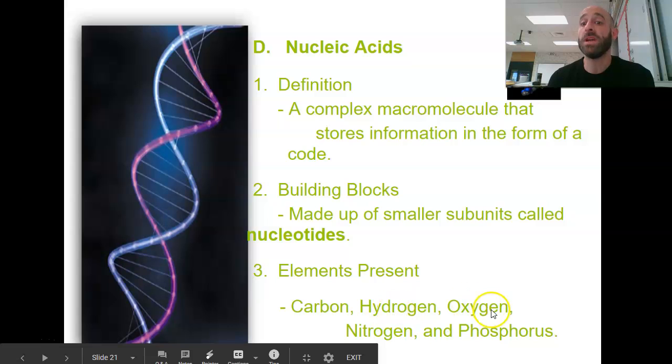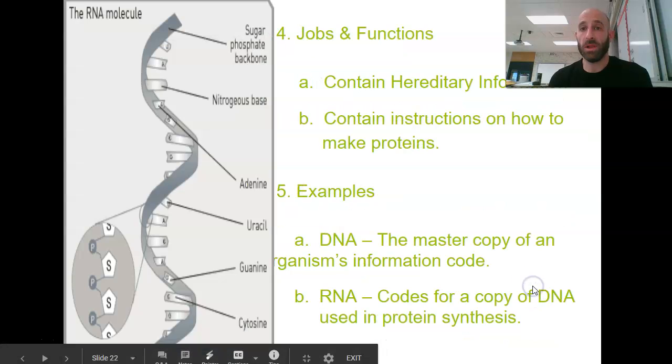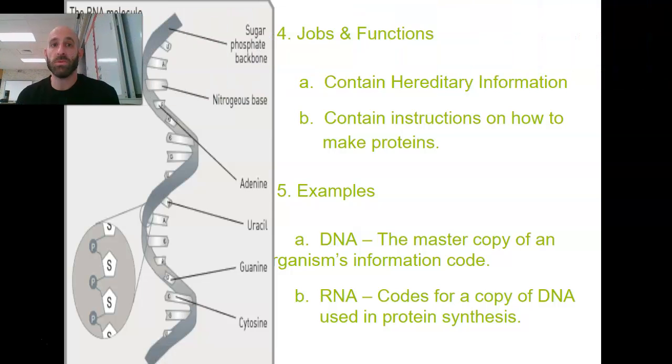C-H-O-N-P. Carbon, hydrogen, oxygen, however you want to remember it. The elements that make up nucleic acids are going to be carbon, hydrogen, oxygen, nitrogen, and phosphorus. Let's talk a little more about this molecule. So what is the job of your nucleic acids? Well, if you take a look here, this is an example of something called RNA.